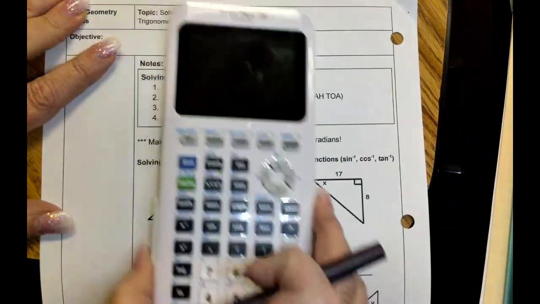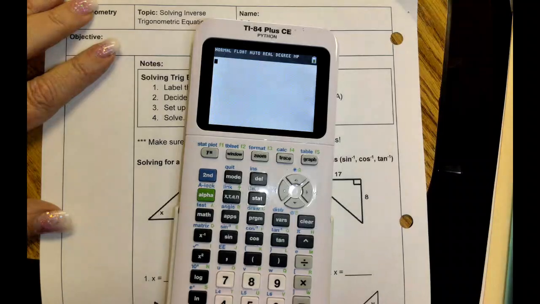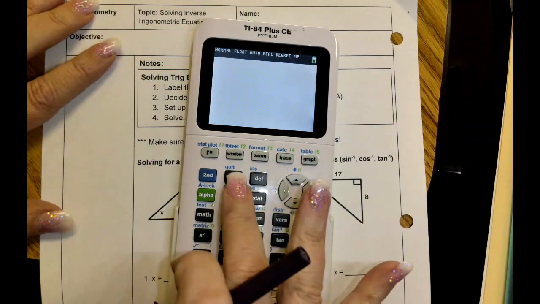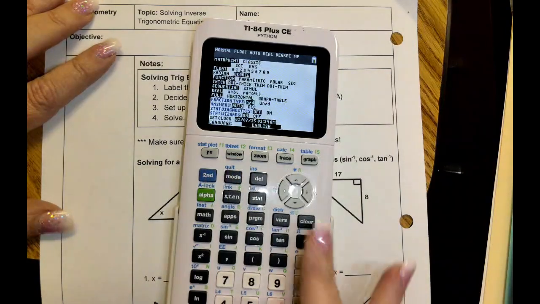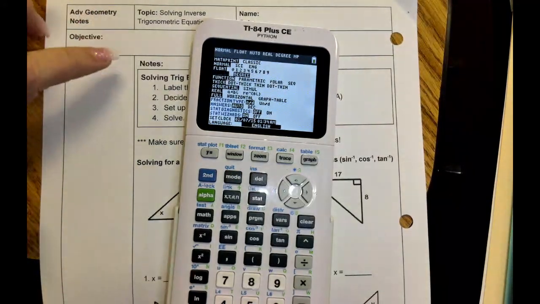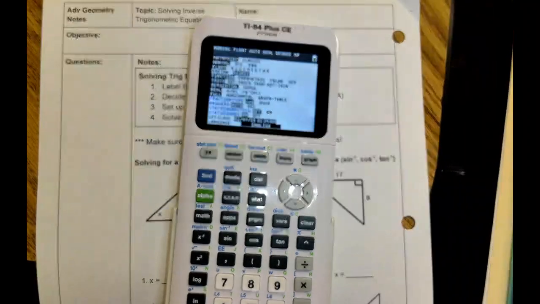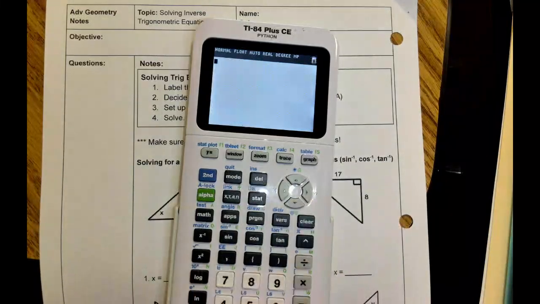Again, I want to remind you, you need to make sure that your calculator is set in degrees. There are 360 degrees in the circle, or there are 2 pi radians. In geometry, we use degrees. So go to mode, and you want to make sure that it is in degree mode. You'll go down, and there is a radian degree line. If you go over and highlight degrees and click it, then you will be in degree mode, and your calculator will behave the right way.